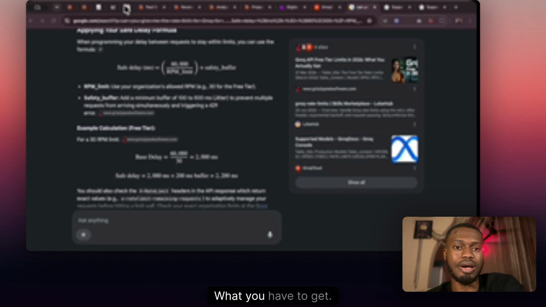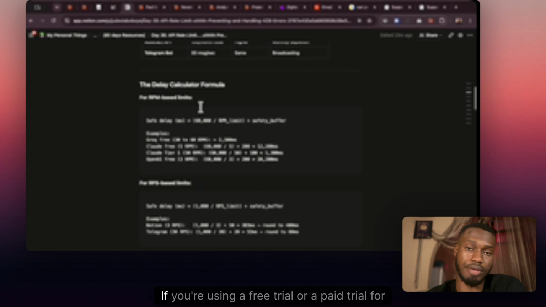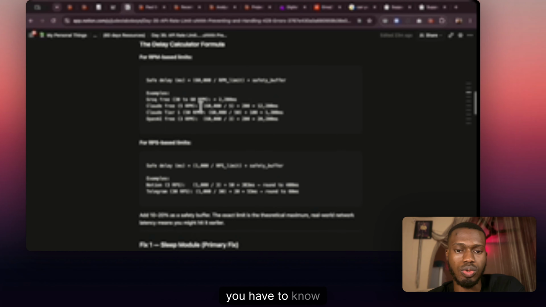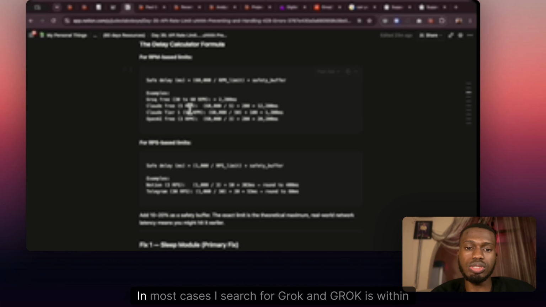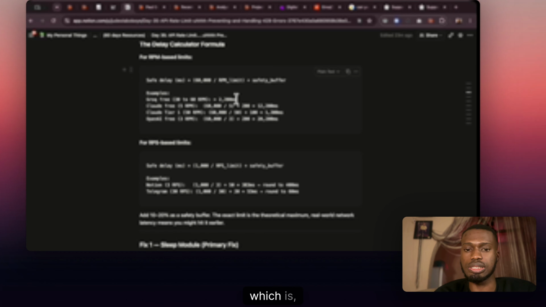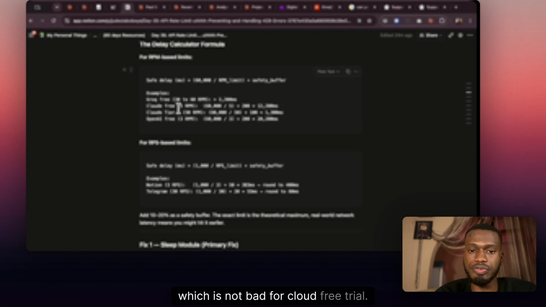You have to get, if you are using a free trial or a paid tier for any of the APIs, you have to know which tier you are on. You can just search online for this. In most cases, I search for Groq, and Groq is within this, which is not bad. For Claude free trial, you can see this is quite high. For the paid tier, at least it's low this time around.